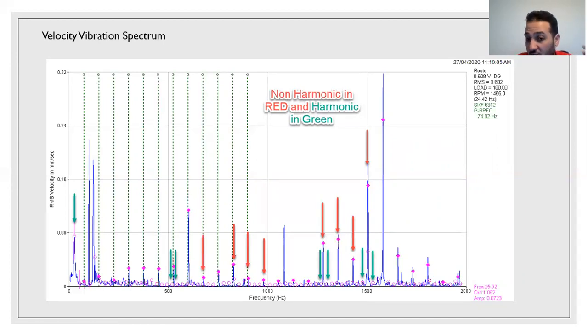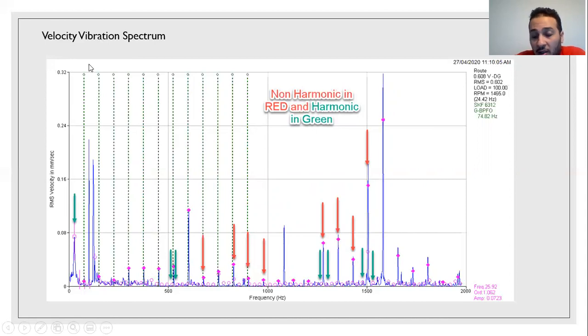It's almost like stage three. You start to see here a small sideband in the high range. You can see here the velocity spectrum amplitude is 0.3 millimeter per second. You can take a decision of replacing the bearing. I can take a decision on bearing replacement at this level.